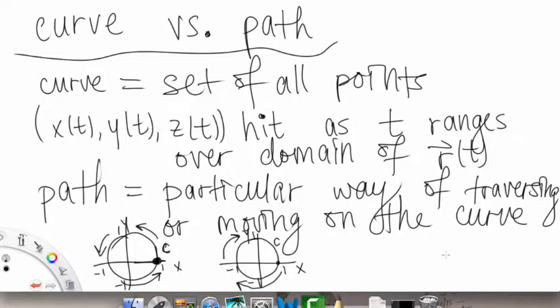Okay, and I'll do one final example. We'll do that over here. Same curve, on the unit circle, so this is 1, 1, negative 1, negative 1. And so this is curve C.